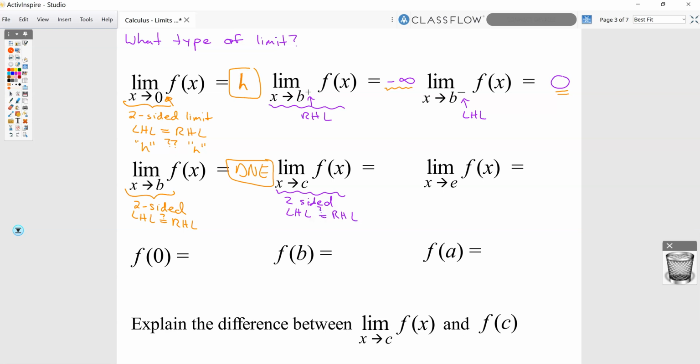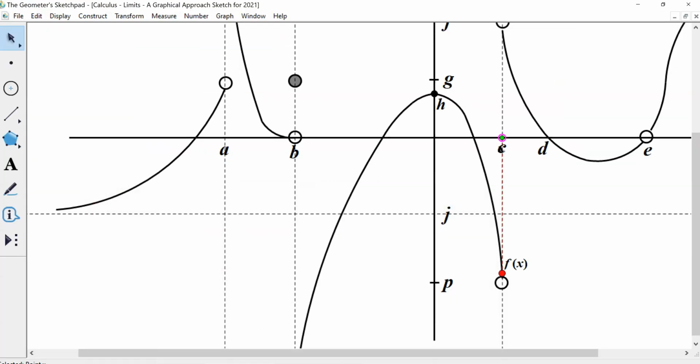Okay, we're checking to see if that's true. And we just looked at the left-hand limit, and that was equal to P. So on the left, the answer is P.